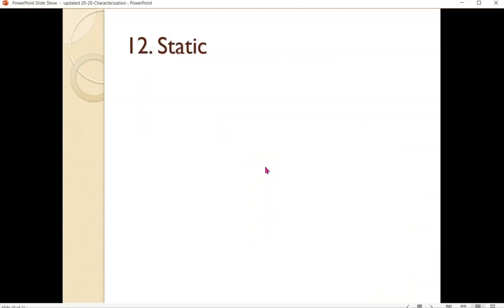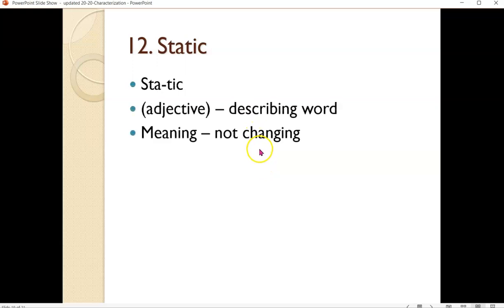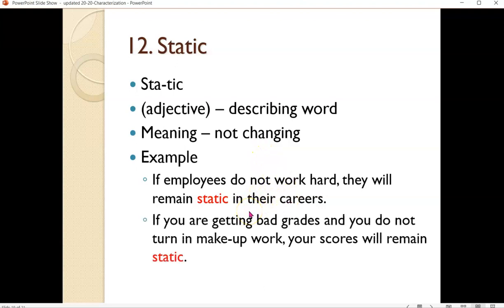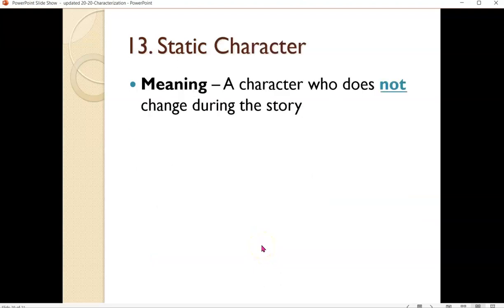All right, static. Static is that fuzzy black and white fuzz on the TV. Static is, again, a describing word that means not changing. Okay, if employees do not work hard, they remain static in their careers. If you are getting bad grades and you do not turn in makeup work, your scores will remain static. Those are two examples. A static character is one who does not change during the story. They stay exactly the same. They don't learn a lesson, they just stay the same.